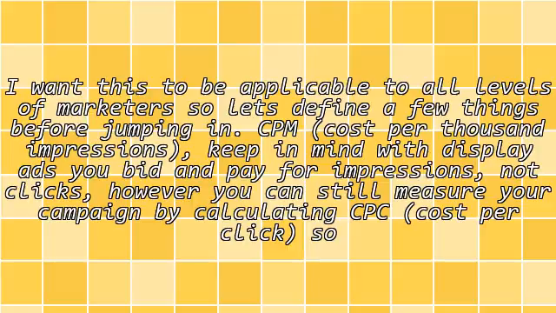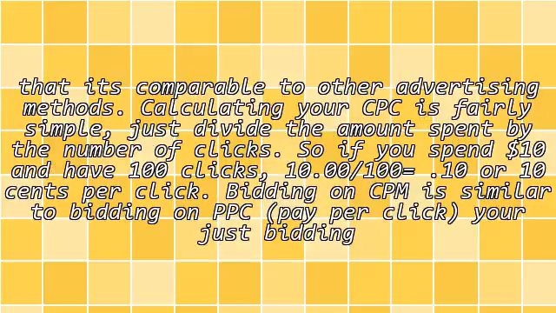CPM: cost per 1,000 impressions. Keep in mind with display ads you bid and pay for impressions, not clicks. However, you can still measure your campaign by calculating CPC, cost per click, so that it's comparable to other advertising methods. Calculating your CPC is fairly simple. Just divide the amount spent by the number of clicks. So if you spend $10.00 and have 100 clicks, 10.00/100 equals 0.10, or 10 cents per click.